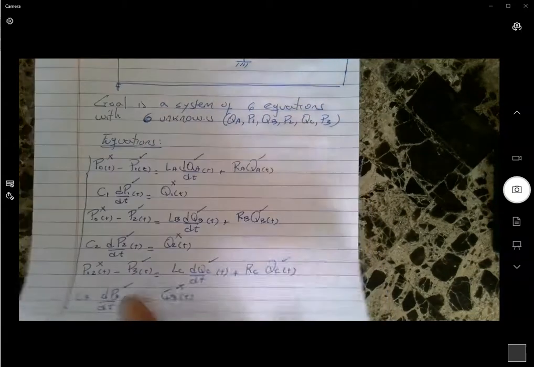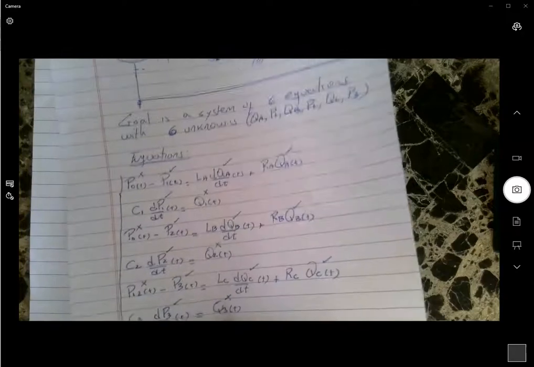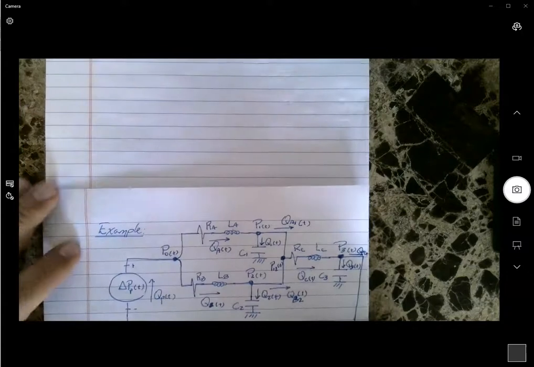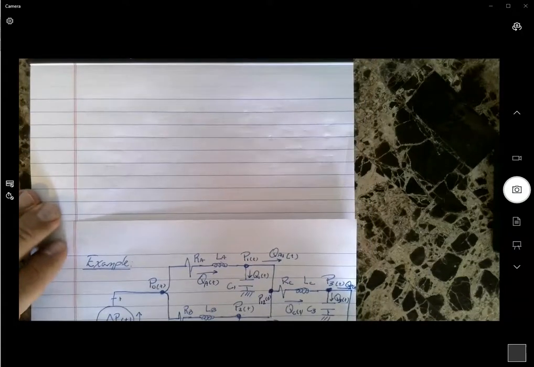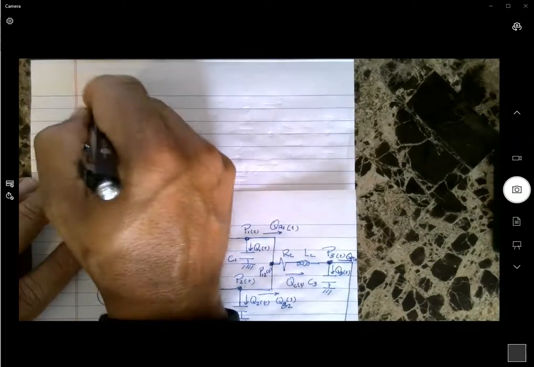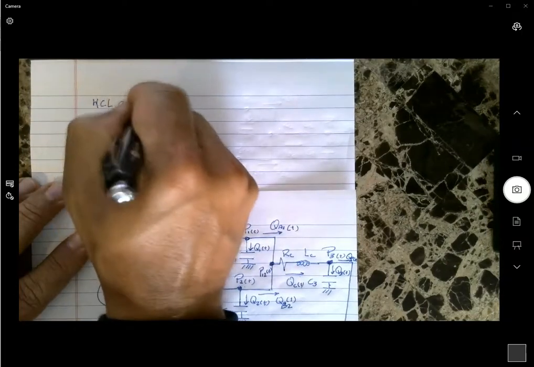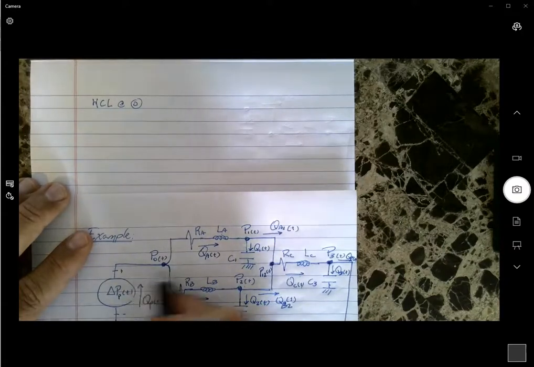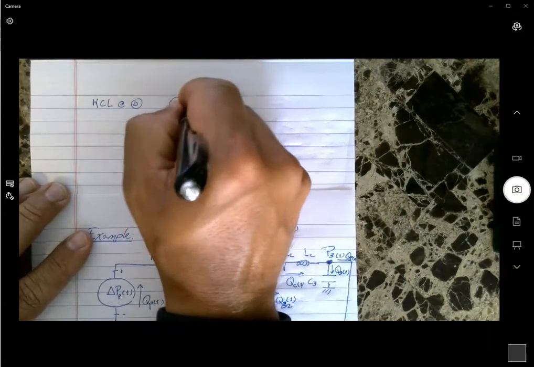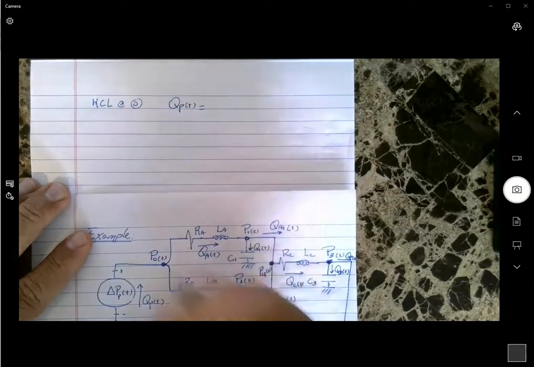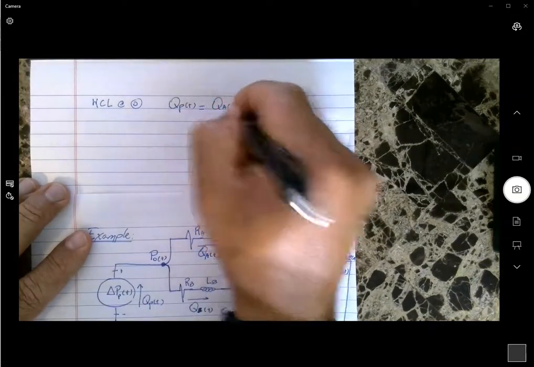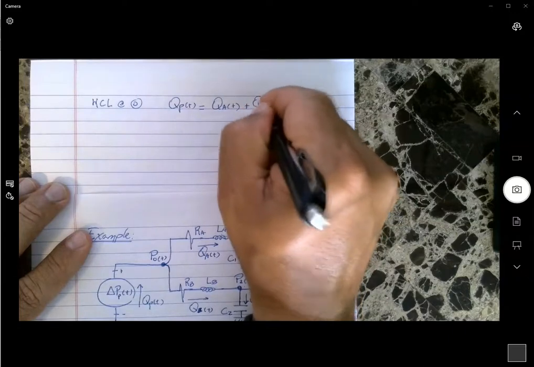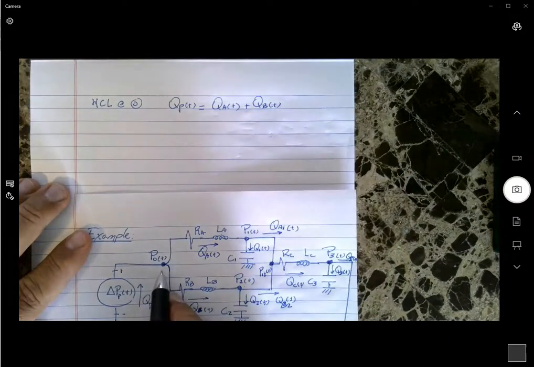I'm gonna move these down here. So let's see. We can apply, to begin with, KCL at node 0. KCL at 0 means that the flow of the pump that goes in, QP, should be equal to QA plus QB. So the pump flow goes into node 0 and what leaves is QA and QB.